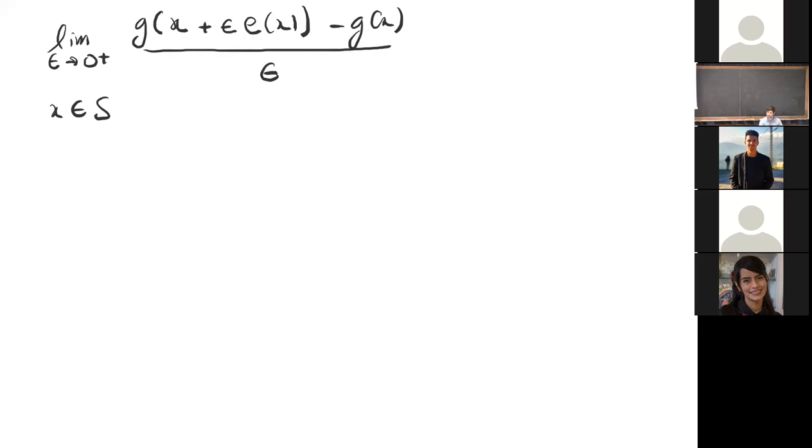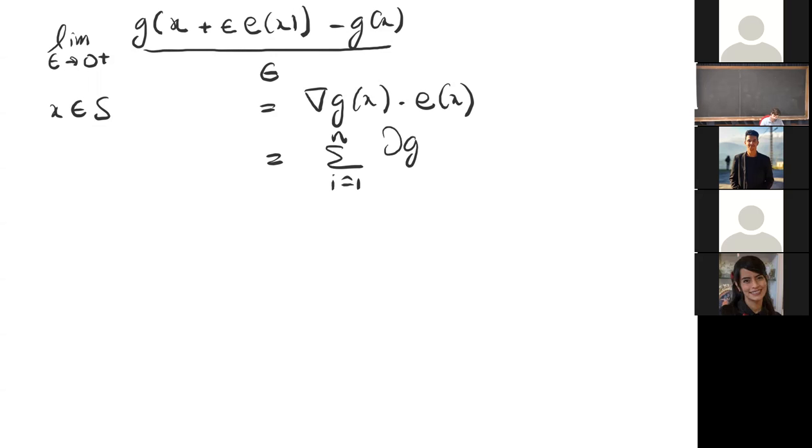So this is a generalization of a derivative, and this is what is called the directional derivative. It is nothing else than the gradient of g, scalar product with the tangent vector, which concretely is what? It is the sum from i to n, where n is the dimension of the space, of the variation of the function with respect to each component evaluated in x times e_i, the component of the tangent vector.